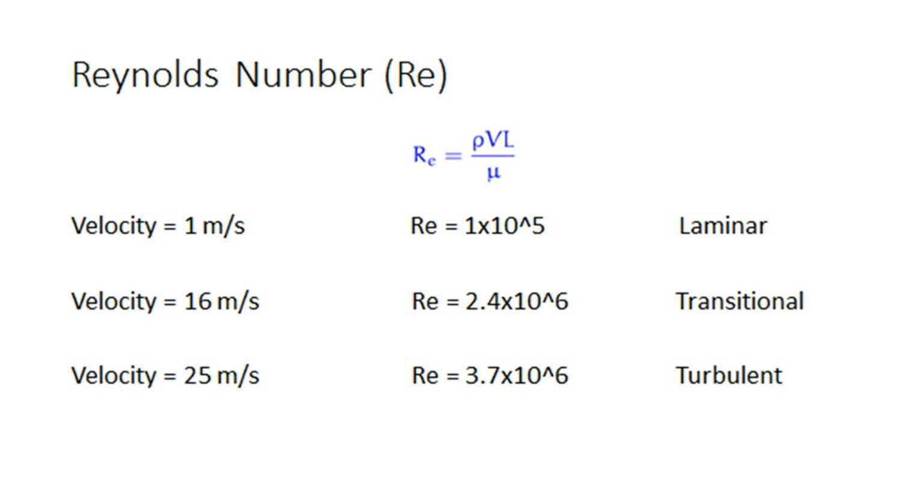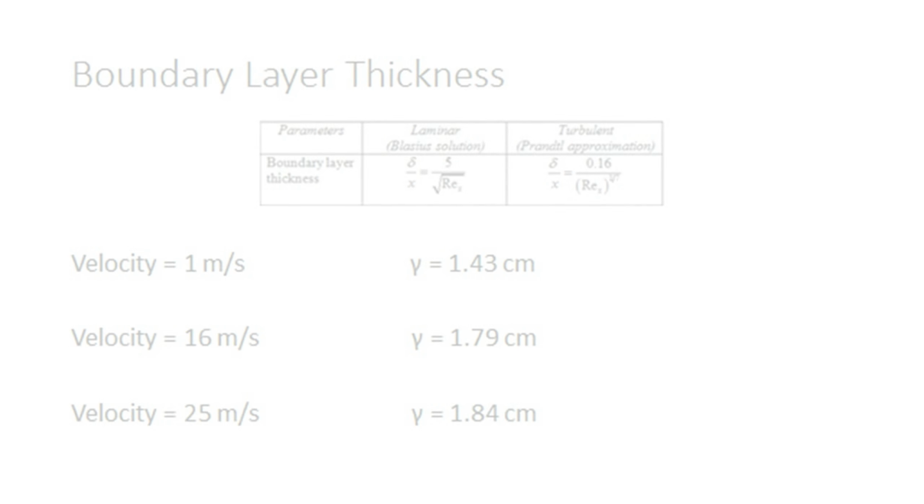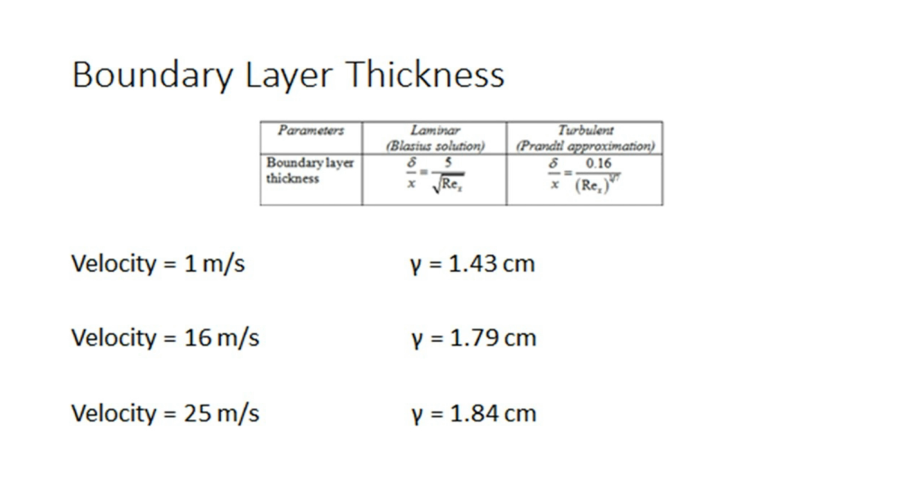These values were found by Reynolds number equals density times velocity times characteristic length divided by viscosity. The theoretical boundary layer thickness for no trip flow over the cylinder was 1.43 centimeters for 1 meter per second. 16 meters per second has transitional flow, so the thickness of 1.79 centimeters was found by interpolating the laminar and turbulent thicknesses. For 25 meters per second, the thickness is 1.84 centimeters.